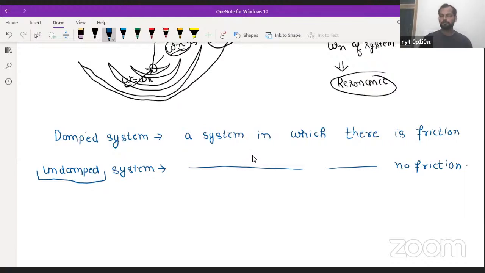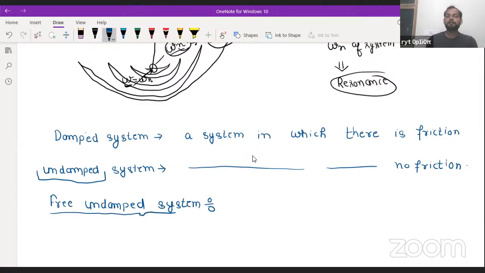Is it okay? I hope that the term free is clear to you, vibration is clear to you, and undamped is clear to you. So what do you understand by free and damped? Can anybody tell me what you understand by the free and damped system? Because I have already told you about the free system and the undamped system. So can anybody tell me what you understand by the free and damped system?